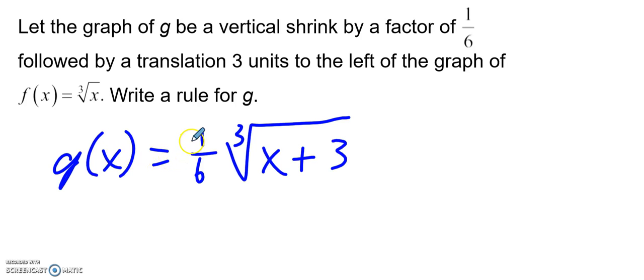All right, so I got g of x equals 1/6 the cube root of x plus 3. This is my shift left. This is my vertical shrink by 1/6.